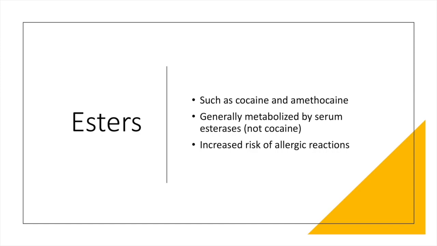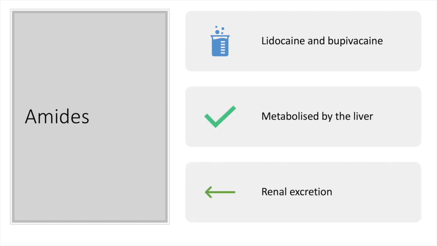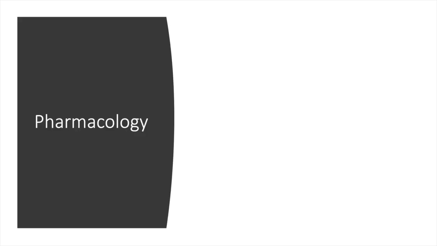And then the amides, so there are a number of amides. We've talked about lidocaine and bupivacaine being the most common. Generally they're metabolized by the liver, and generally they're renally excreted as well. So now there's some key pharmacology that we need to know about, and there are three things that we should talk about. So one is speed of onset, one is potency, and one is duration of action.